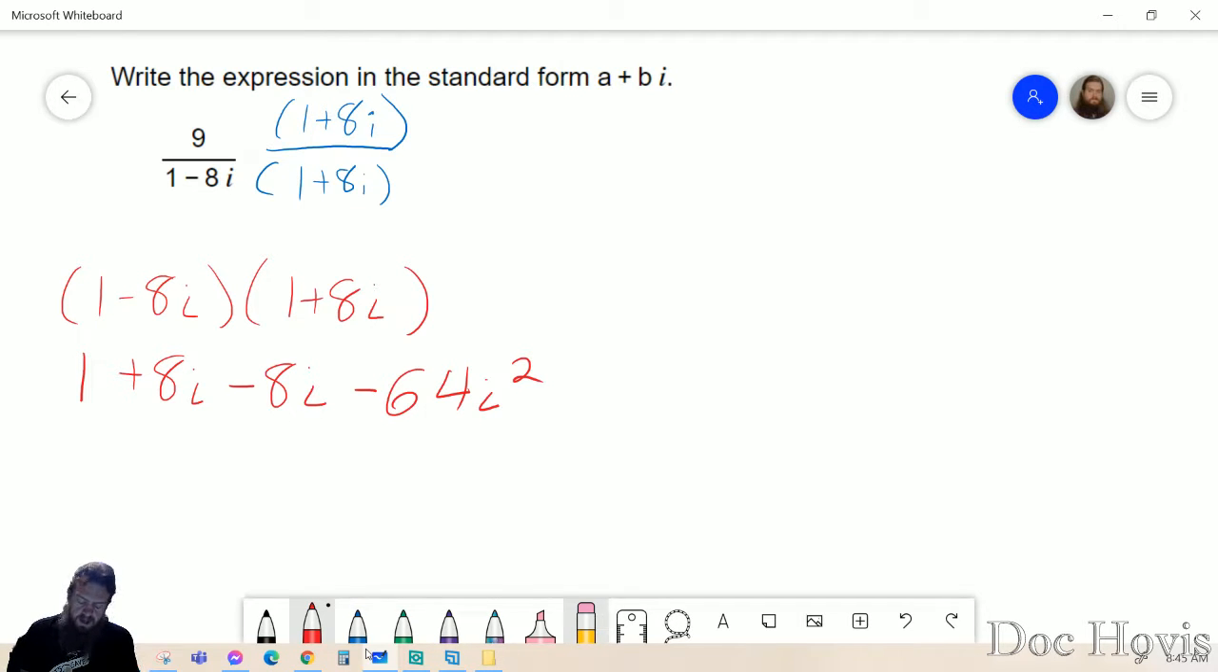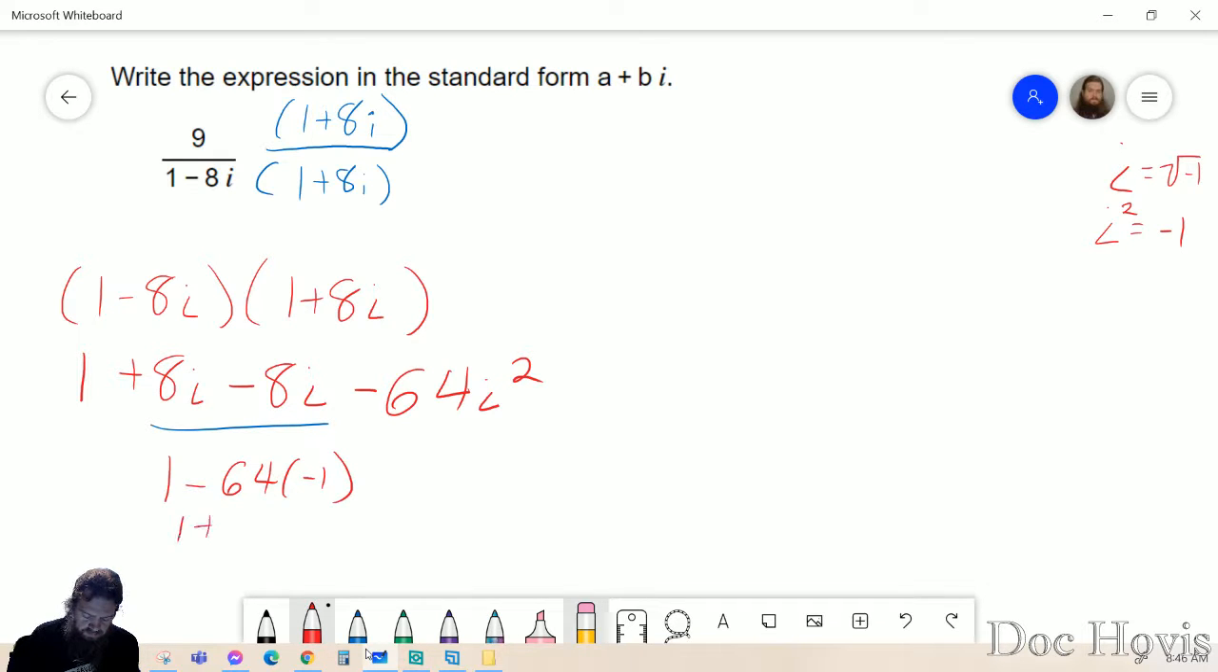All right. And so if we go through our rules of i, i is equal to the square root of negative 1, and i squared is that squared, which just gets rid of the square root, so that's negative 1. So i squared is negative 1. So this becomes 8i minus 8i, that's just going to cancel out. This gets combined and is gone. And so then what we have is 1 minus 64 times negative 1, or 1 plus 64, or 65. So our denominator is 65, and what we see is the i is gone, which is exactly what we wanted.